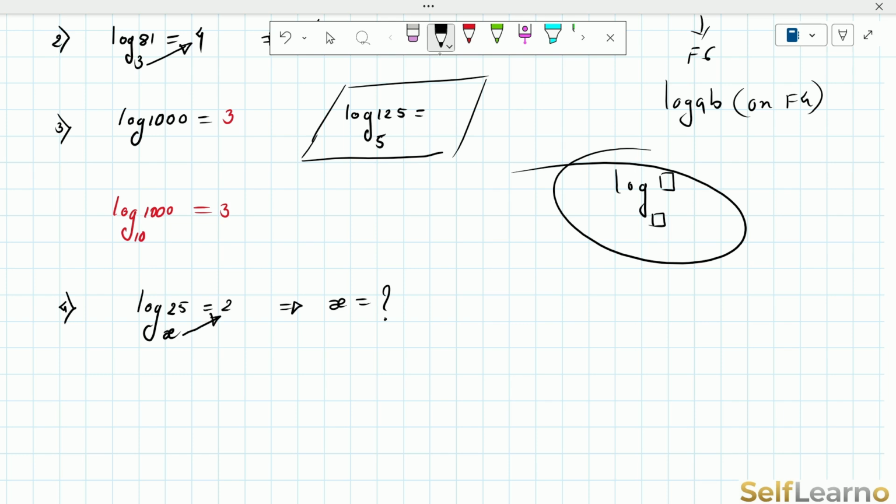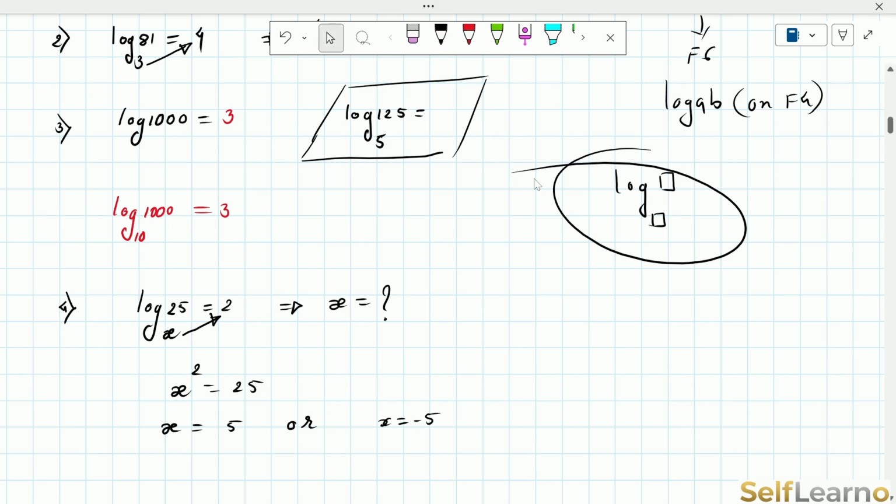X squared is 25. So what is x? If x squared is 25, then x is 5 or x is equal to negative 5. It is a quadratic equation. That's why you have to have two roots, right?